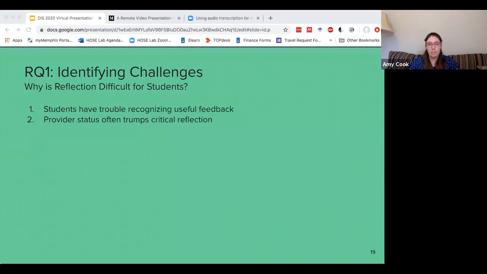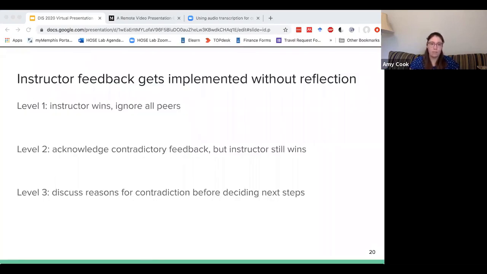The second, we noticed that students would pay more attention to the status of the feedback provider than they would to the actual feedback. So one example of this is the instructor feedback. We had 3 levels of reflection that students exhibited. In the lowest level, students would literally ignore everything the peers said and just do the instructor suggestions. In the second level, students would at least acknowledge if the peers and the instructor disagreed, but they didn't have any sort of discussion about why that disagreement occurred. They would just say, well, the instructor said so, let's do that.